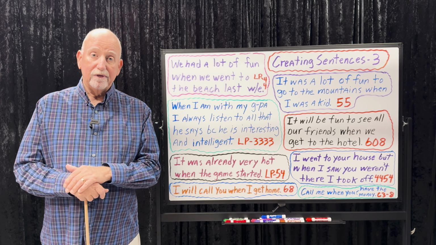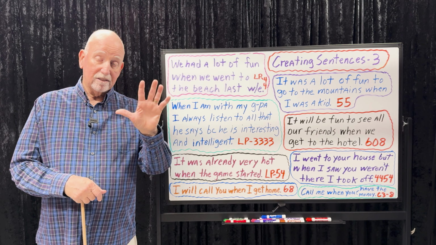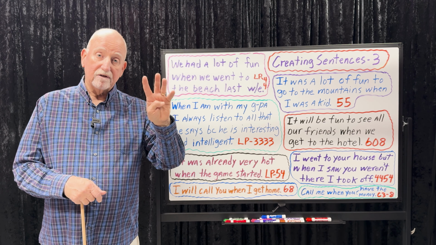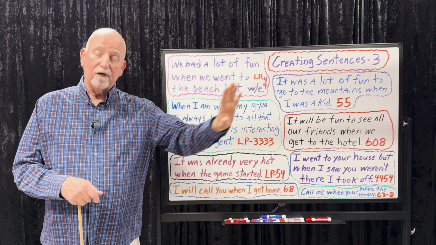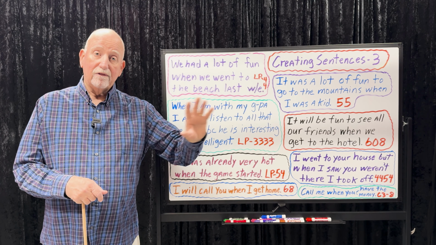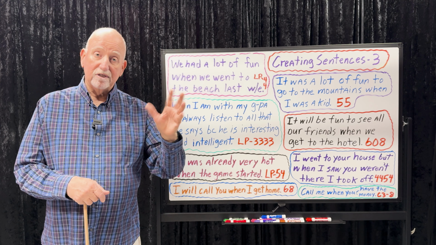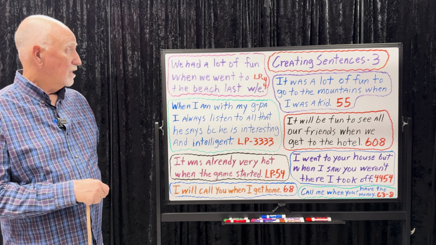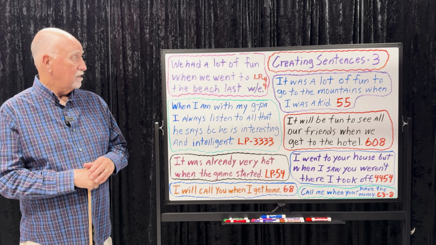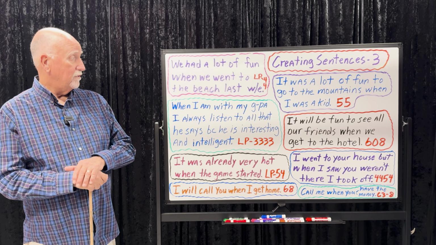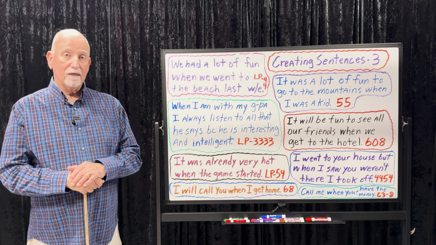Remember, when we did commands, the 5 commands, 4 are opposite vowel. So you're just going to take everything you know from opposite vowel and throw that right into the present subjunctive. They are identical. They're a mirror image of each other. Okay? So here we go. Let's take a look at our first practice sentence. We had a lot of fun when we went to the beach last weekend.